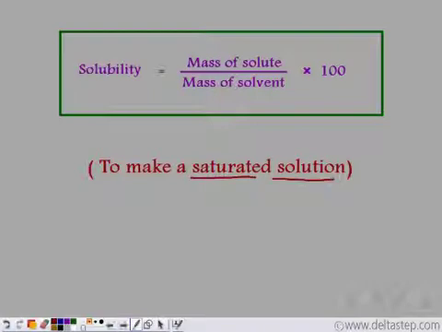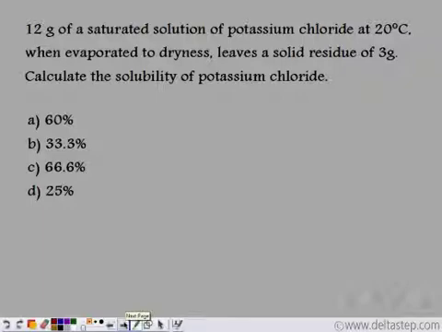So let's do a question. 12 grams of a saturated solution of potassium chloride at 20 degrees Celsius, when evaporated to dryness, leaves a solid residue of 3 grams. Calculate the solubility of potassium chloride.